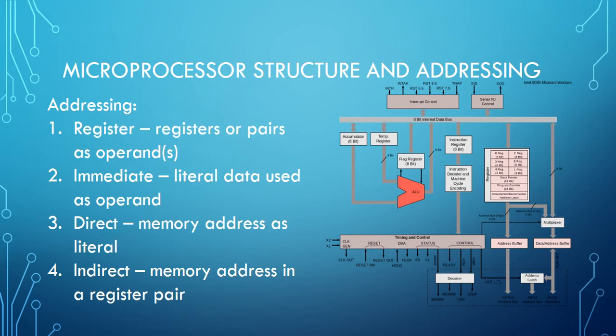The third addressing mode is direct addressing, and that's when a memory address is used as a literal. What I mean by that is, for example, if you wanted to jump to another section of a program, you would have to explicitly insert the memory address of the new section of the program, and that would be direct addressing. And we'll talk about that more as we get started in assembly programming. And finally, indirect addressing is when we have the memory address referenced by a register pair. And of course, we'll see more of that as well.